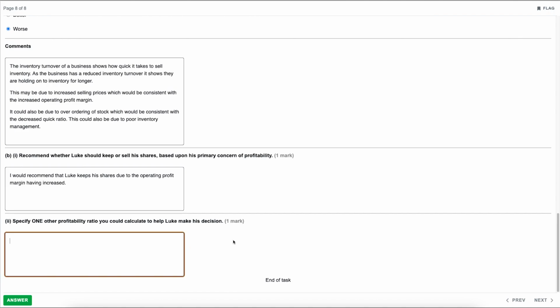And then the last question, specify one other profitability ratio you could calculate to help Luke make his decision. So there's a few that you could go for here. The main ones being gross profit margin is probably the most obvious, although return on capital employed is also a really, really useful one because that makes the size of the business irrelevant. It's a great leveler. So any of those will be absolutely fine. We'll play it safe. We don't need to explain this much either because it literally says specify one other ratio. So nice and easy. So I would also suggest using the gross profit margin ratio.